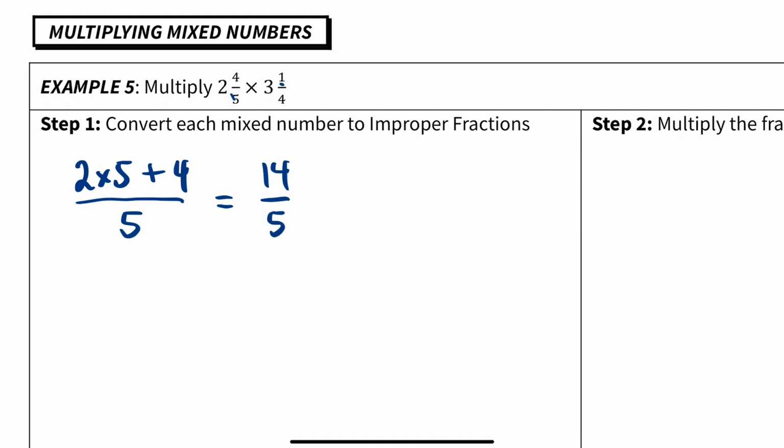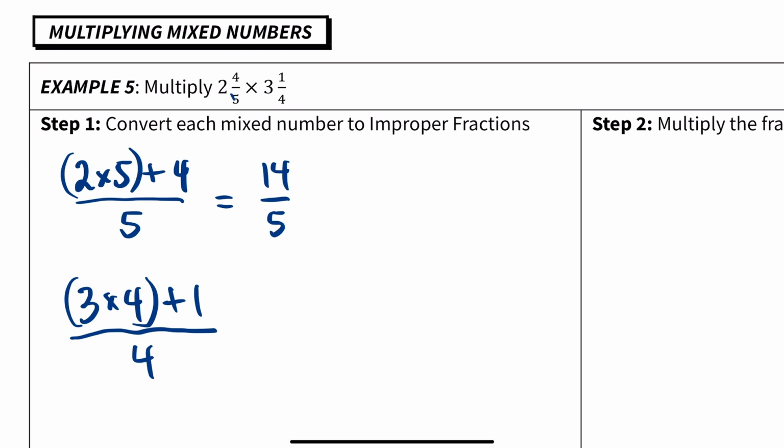For the second mixed number, 3 1/4, you take the whole number apart, 3, multiply by the denominator, 4, and you add that to the numerator. Use brackets if it helps, okay? And then that sum, you put that over the original denominator, 4. And so it's going to be 3 times 4, which is 12, plus 1 is 13 over 4.